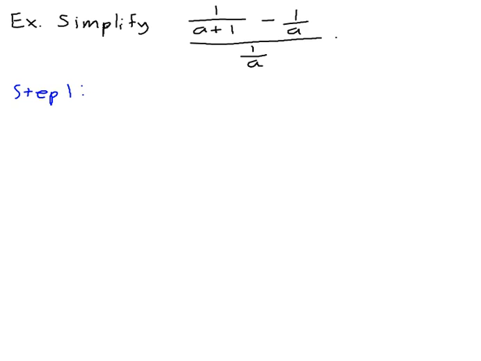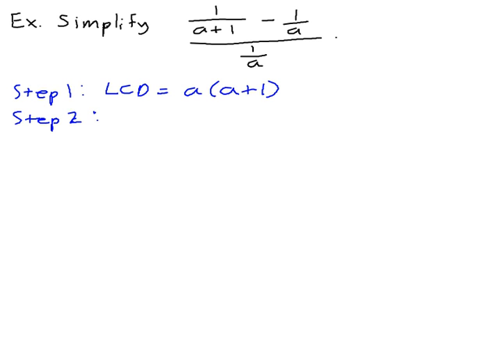Now, step 1 of method 2 is to find the least common denominator of all the fractions within the complex fraction. Now, our denominators are a plus 1, a, and a, so our LCD would be a times a plus 1.